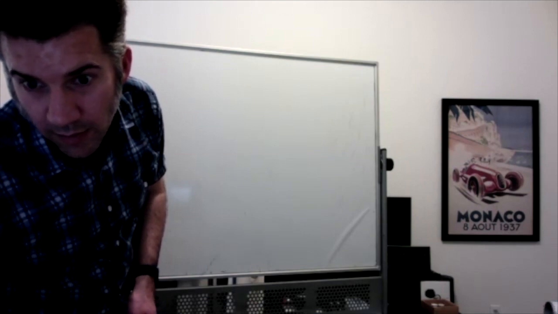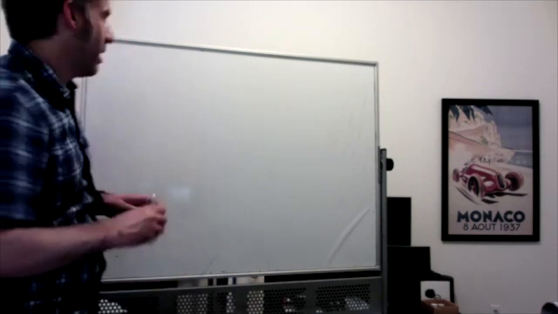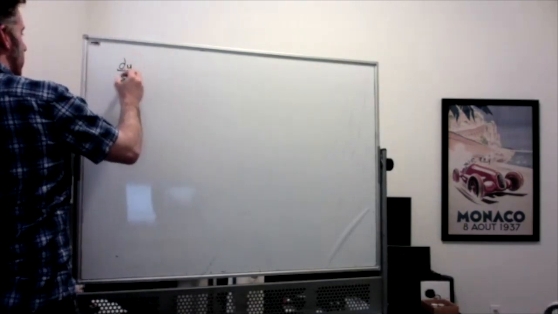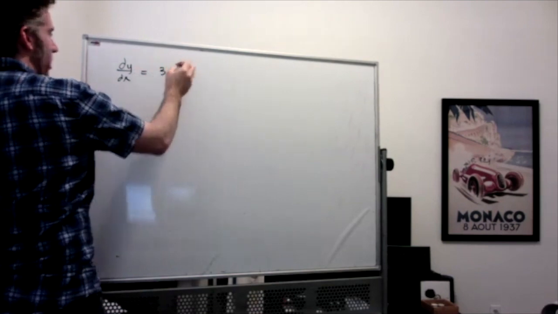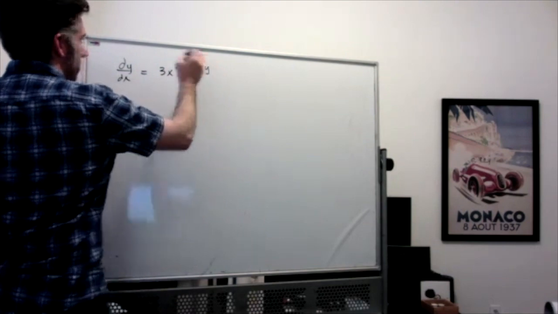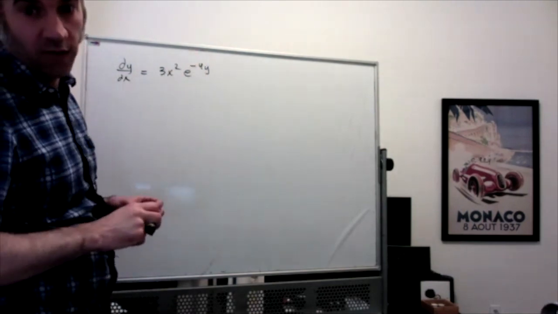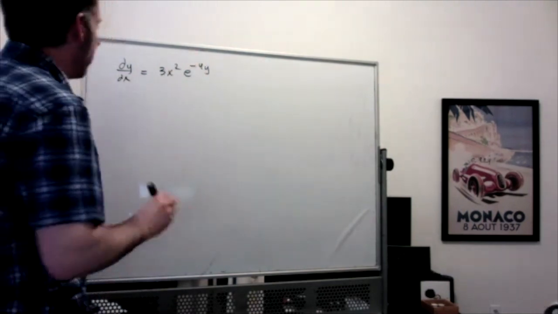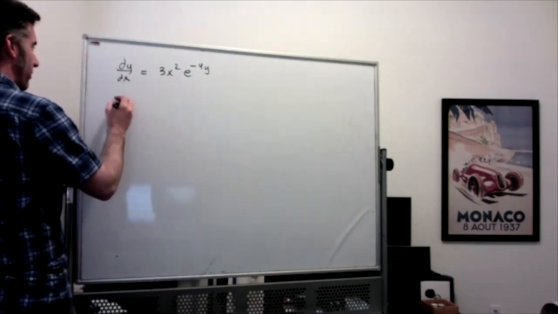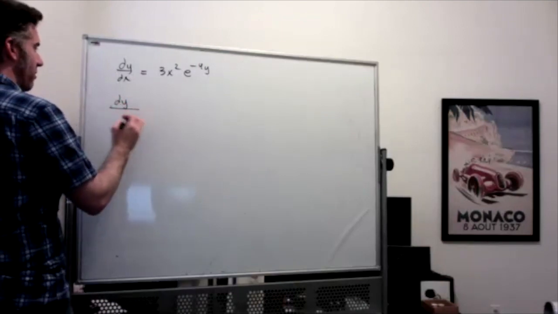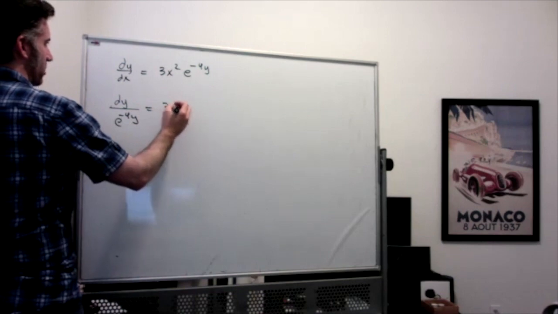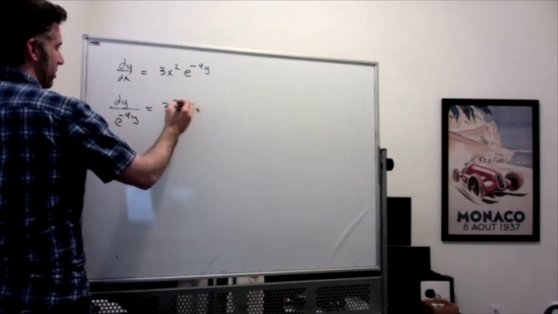Sure, let's try that. So let's say we have the following differential equation: dy/dx equals 3x squared times e to the negative 4y. And I want to solve this differential equation. Okay. So I'm going to bring all my y's to the left, all my x's to the right. So I'm going to have dy divided by e to the negative 4y equals 3x squared times dx.